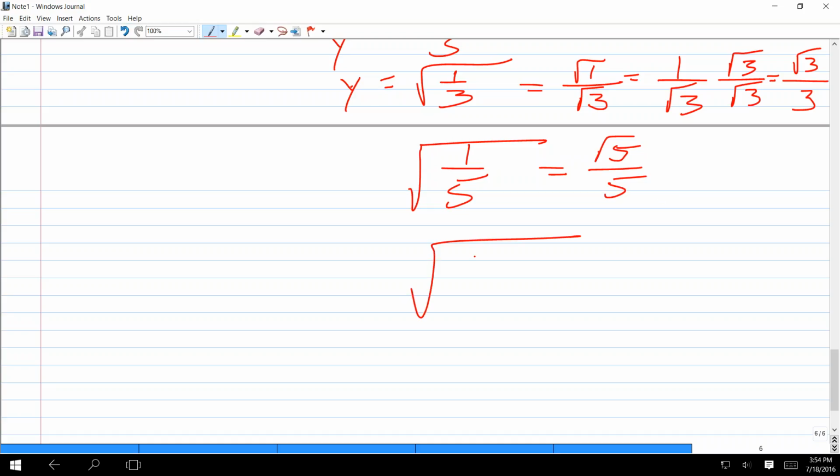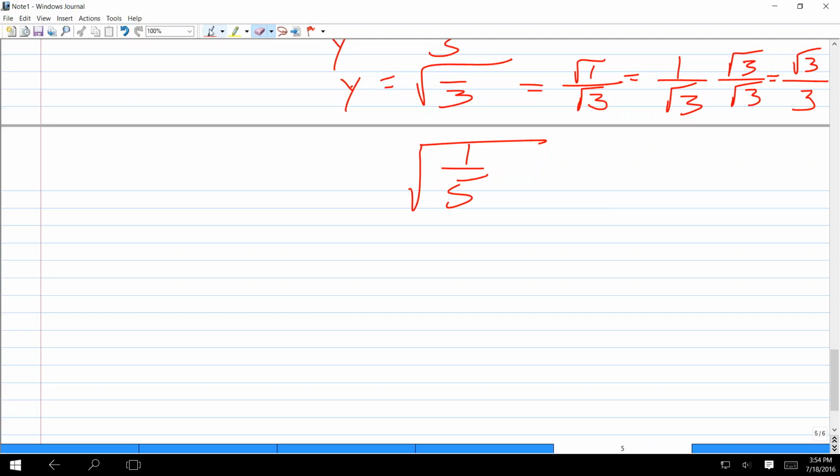Now, of course, if it's the square root of 1/4, then that's 1 over 2. So that doesn't need to be rationalized. But whenever you see fractions where you're taking the square root of the entire fraction, understand that that's not rationalized.